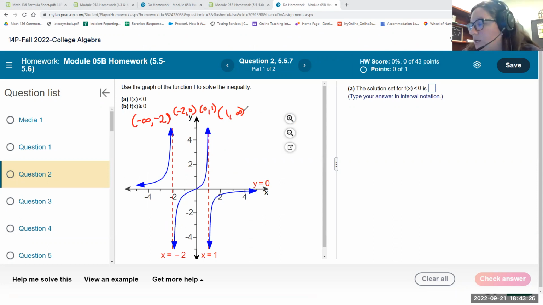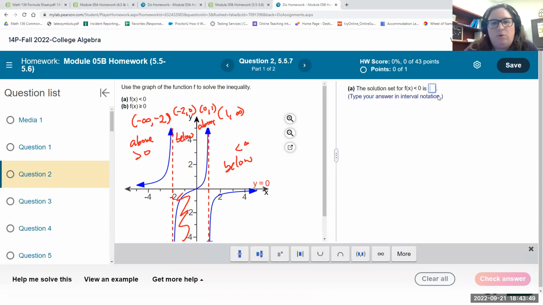And I can tell visually looking at the graph, we have this piece that's above, and then it's below here, and then it's above again, and then it's below on that far right part. Below being less than 0, above being greater than 0. So when it's looking for f of x less than 0, the less than is easy because it's always going to be parentheses, no square brackets. So I'm looking for the below pieces, so -2 to 0. It doesn't say anything about commas, so I'm going to use that union symbol. The other below piece is from 1 to infinity.